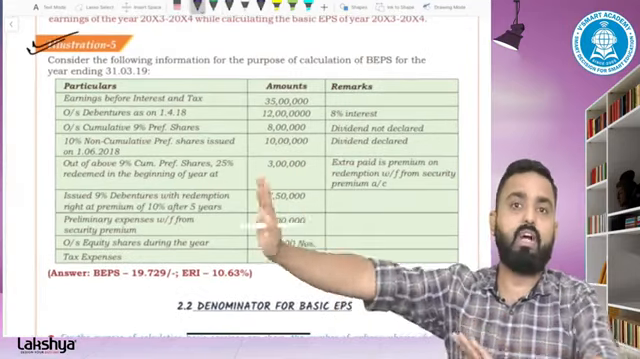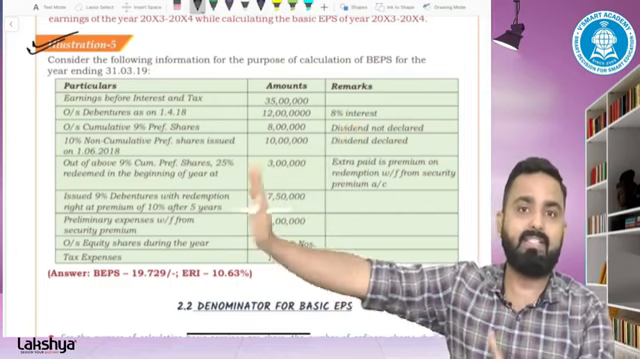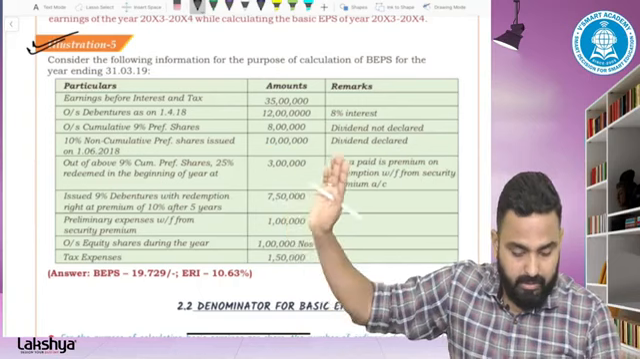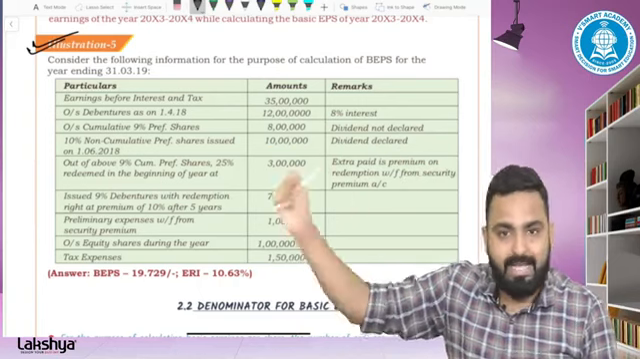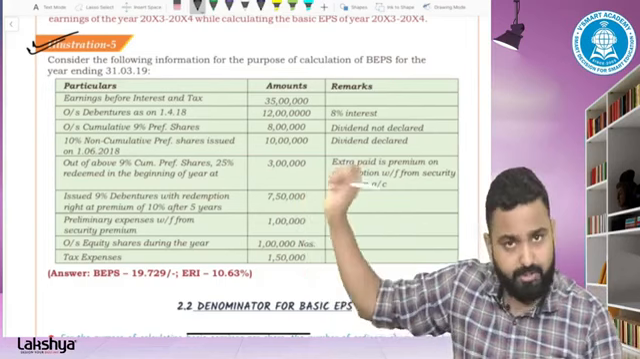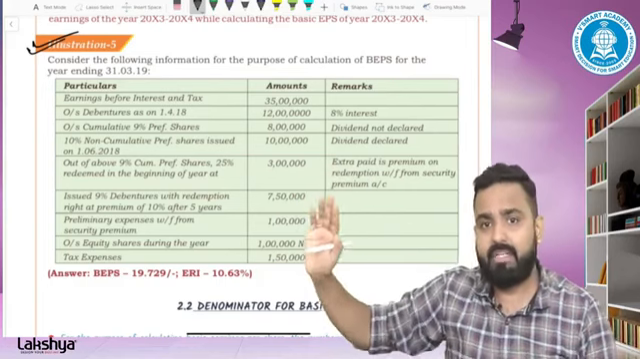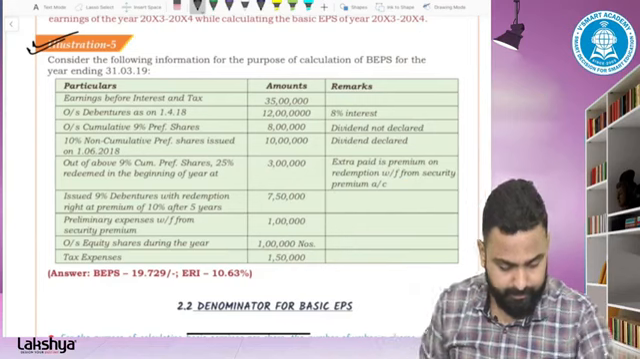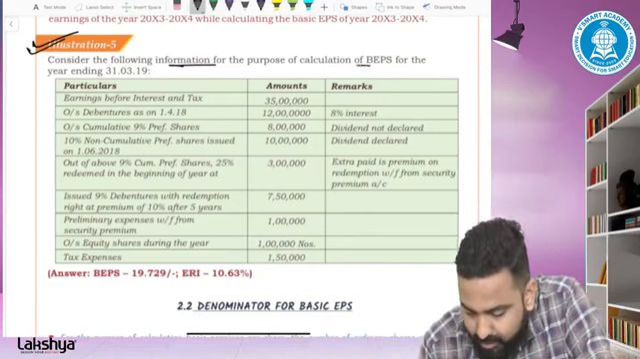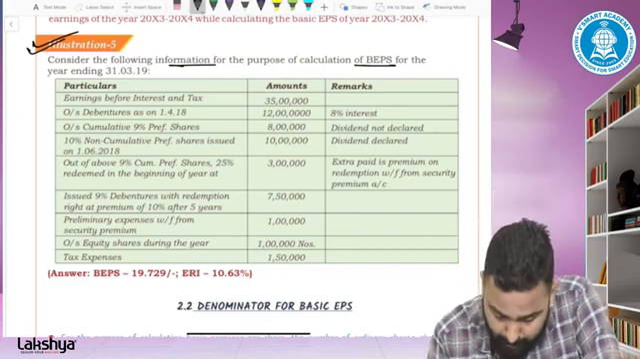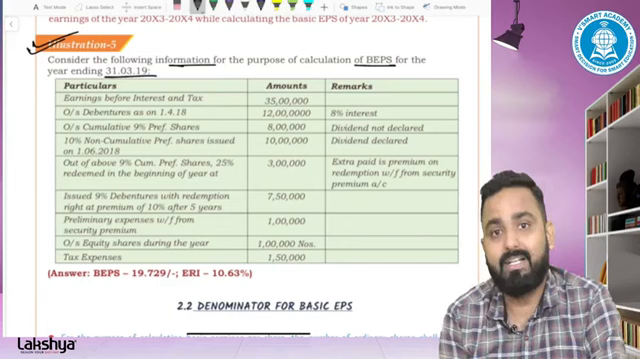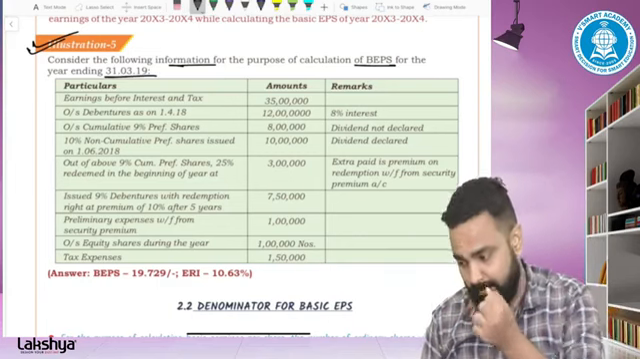Illustration number 5. It is not taken from any module, any ICAI material, or any other book. It is an example prepared by me, and we will solve it properly. Consider the following information for the purpose of calculating basic earnings per share for the year ending 31st March 19.